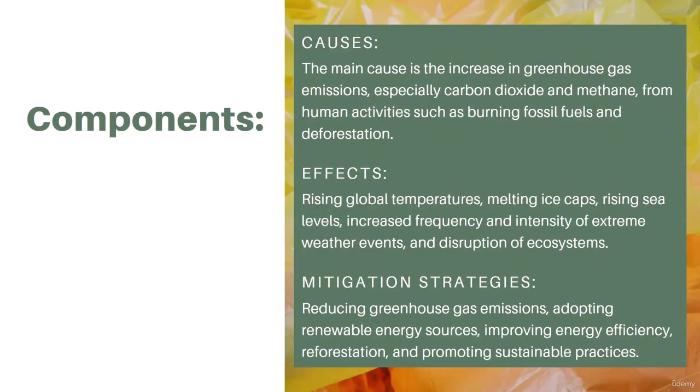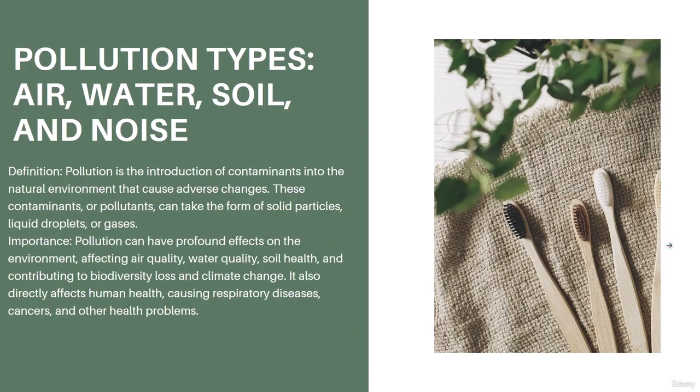So what are the mitigation strategies? Now, in order to control climate change, to mitigate climate change, we need to rebuild the earth. The destruction which we have caused, we need to rebuild it. We need to reduce greenhouse gas emissions. We need to adopt renewable energy sources. We need to improve energy efficiency, promote reforestation, and promote sustainable practices. This is how we are going to control climate change.